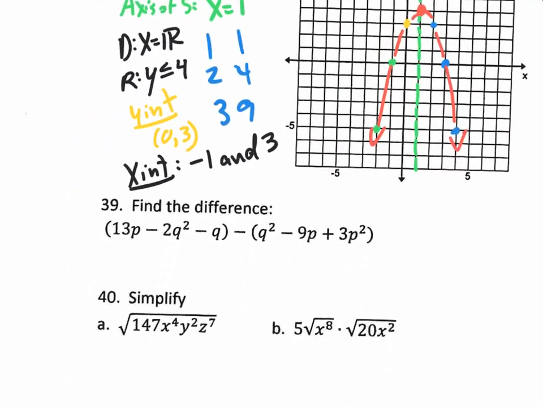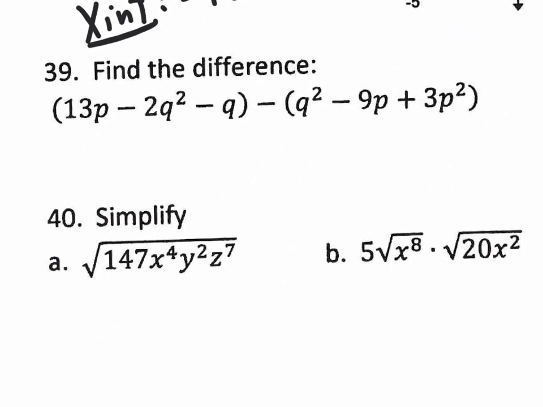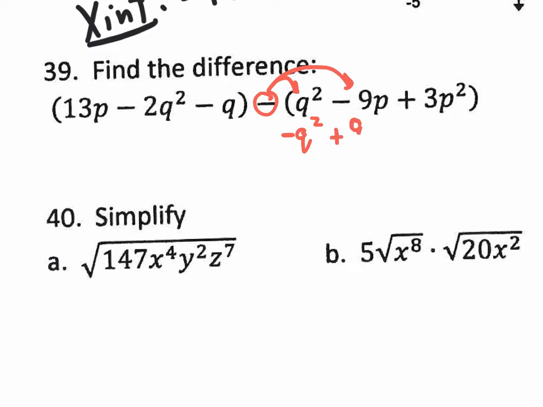Number 39. Easy one right here. The only thing that you have to worry about is distributing that minus sign, and then after that, you just think of money, right? You combine like terms. Q squares with Q squares, P's with P's, numbers with numbers, if you have any numbers, but we don't have any regular numbers. So anyways, distribute that minus sign first. This minus sign is going to make that q squared a negative q squared. The minus sign is going to make that negative 9p a positive 9p. The minus sign is going to make that positive 3p squared a negative 3p squared.